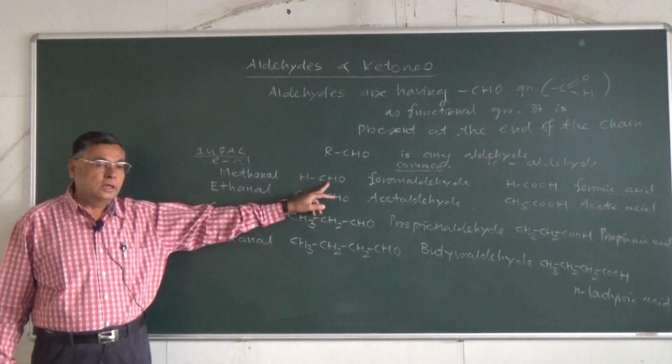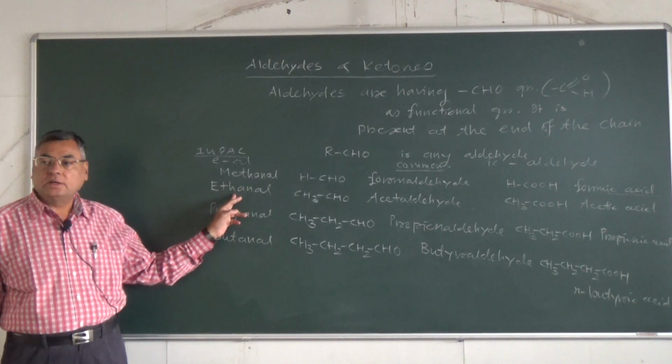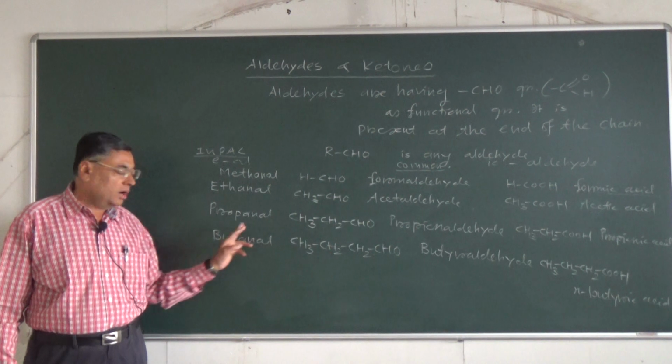So, formaldehyde is also called as methanal. Acetaldehyde is also called as ethanal. Propionaldehyde is also called as propanal. Butyraldehyde is also called as butanal.